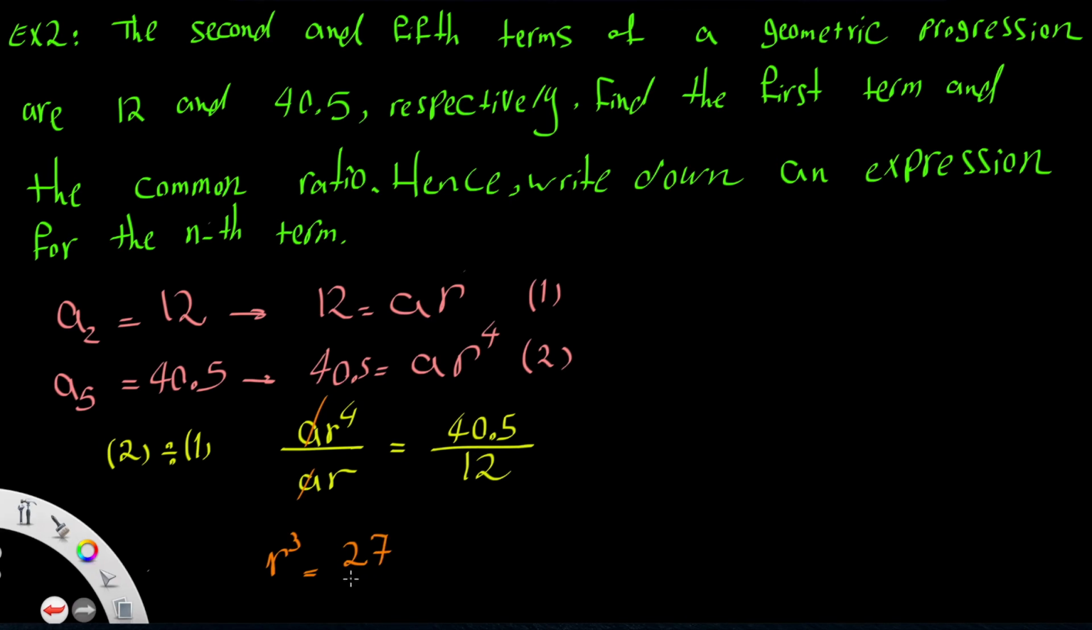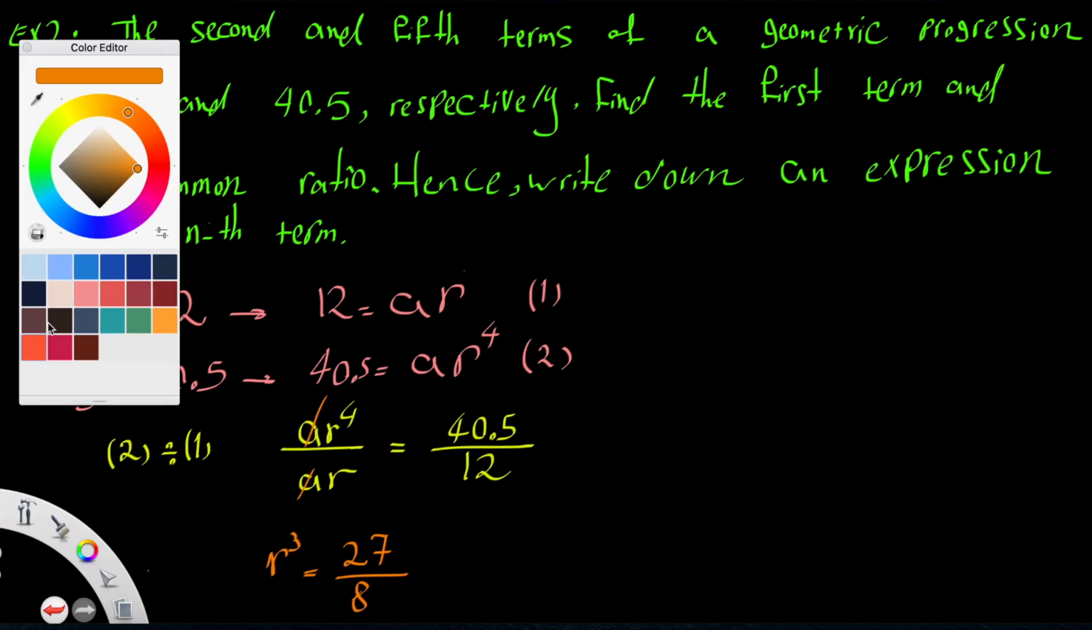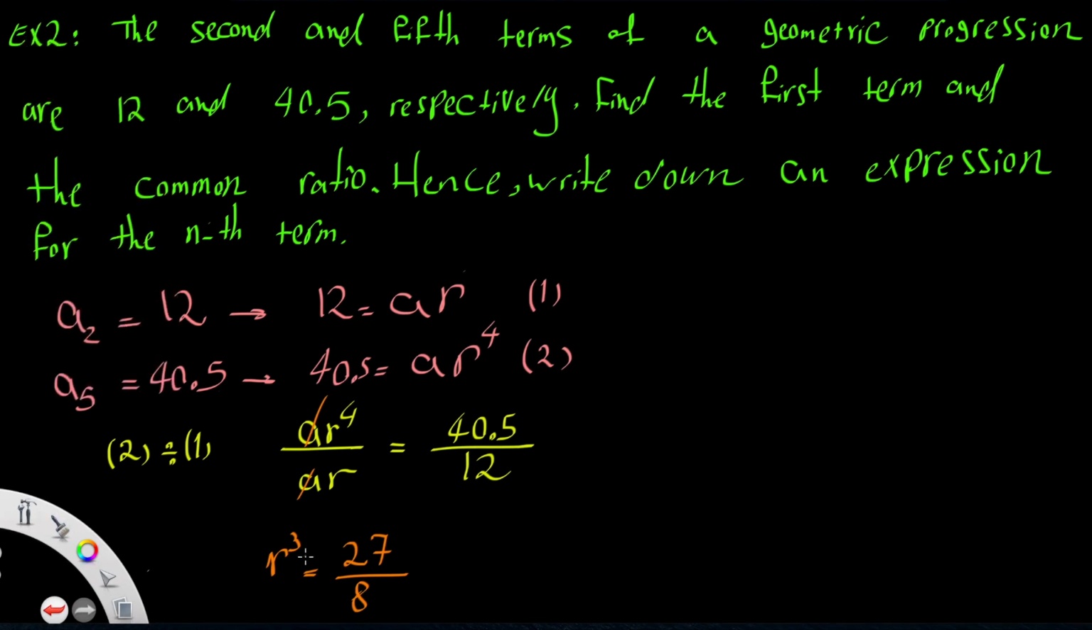27 over 8. Now, in order to get rid of power 3, I take a cube root from both sides. It will be r is equal to the third root of 27, which is 3, over the third root of 8, which is 2. It is the common ratio.